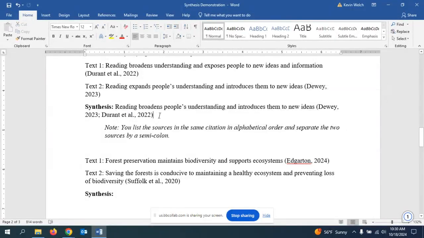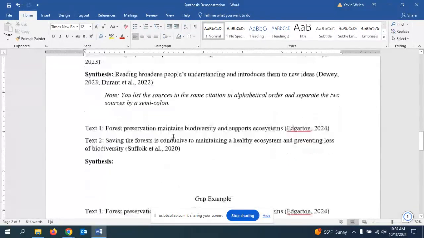There is a particular order in which you cite them. You go not by the year first, because if it was chronological, the 2022 one should go first. You go alphabetically by the author's name. In this case, DE is earlier in the alphabet than DU, and so Dewey, that source goes first, and Durant goes second. Likewise, if it was Adams and Smith, it would be listed that way. Adams would be first and Smith, because that's the alphabetical order part.